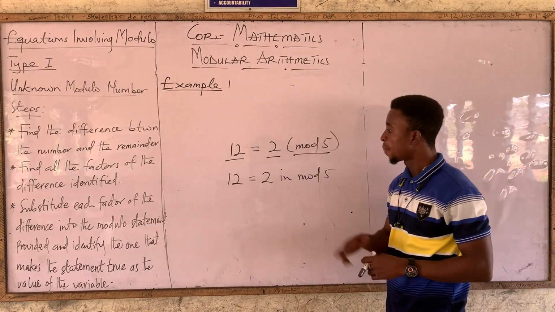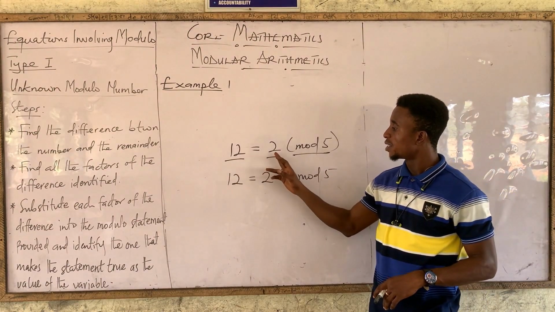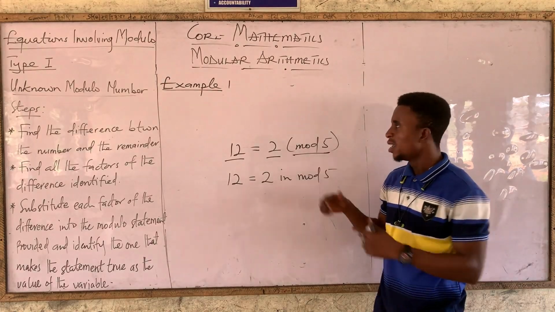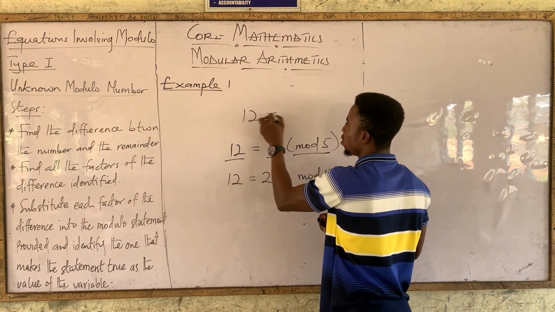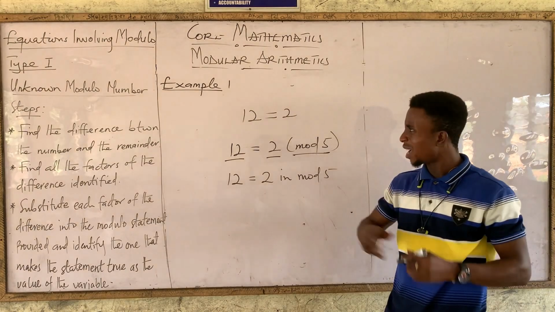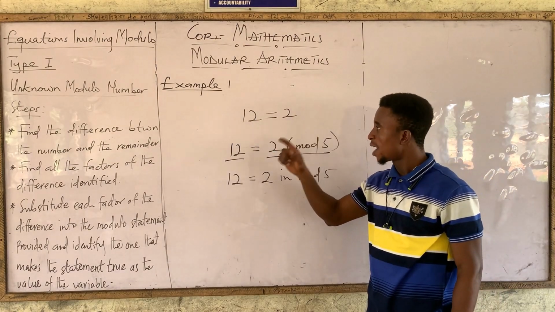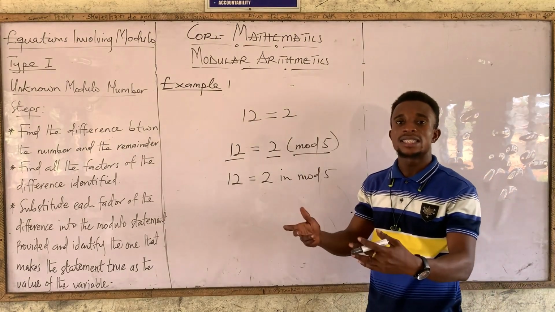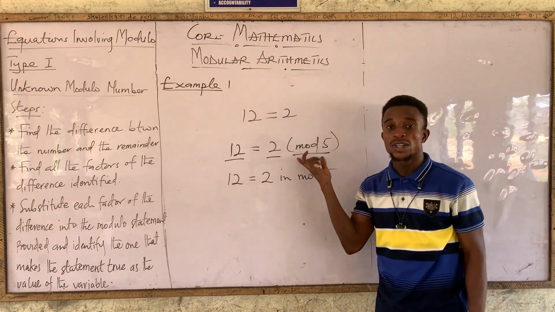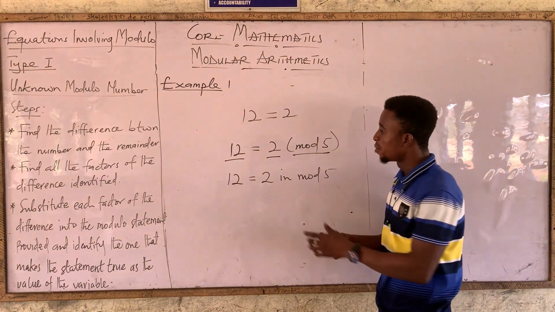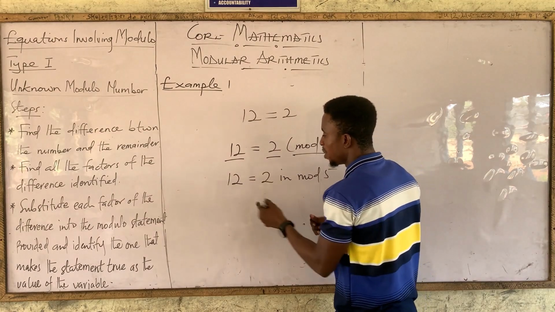Shall we proceed? So we are saying that this 12 is equal to 2 in mod 5. If you just write 12 is equal to 2, what does it mean? How can 12 be equal to 2? 12 can only be equal to 2 under a condition. And the condition is in mod 5. So how can we write this particular statement?